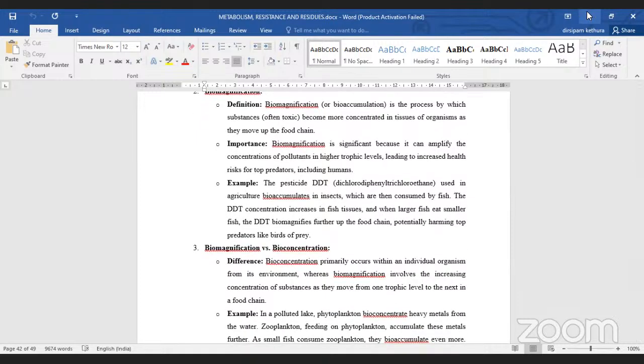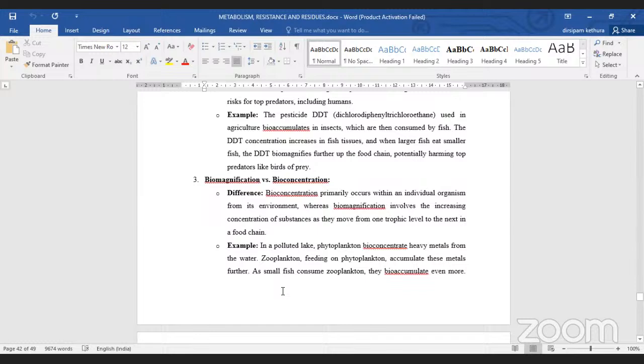So this is all about biomagnification. More or less all these terminologies are the same, but you have to write the definitions perfectly. What is bioaccumulation, bioconcentration, and biomagnification? Bioaccumulation means the entering of the chemical substance or the pollutant into a food chain and the process of their increase in concentration from the environment to the first organism in a food chain.